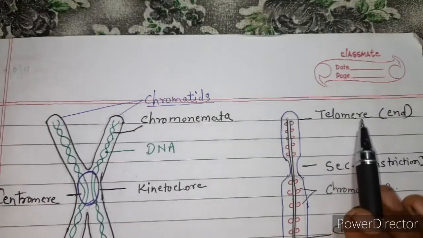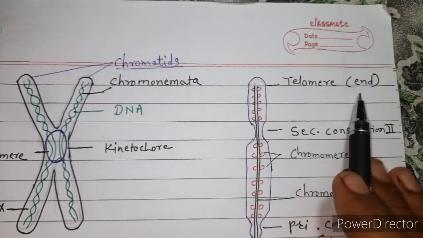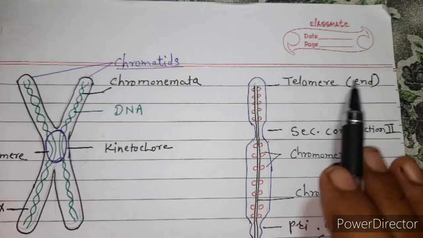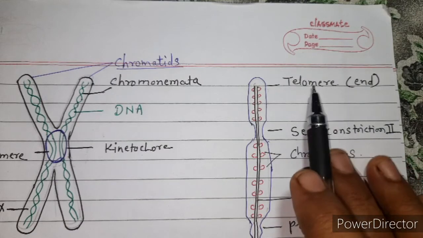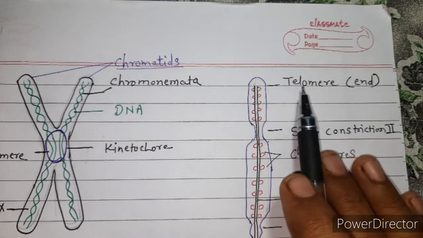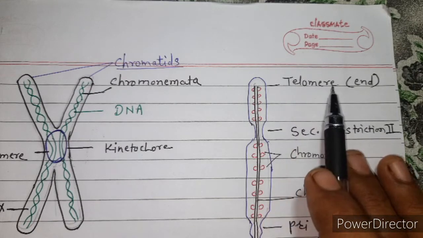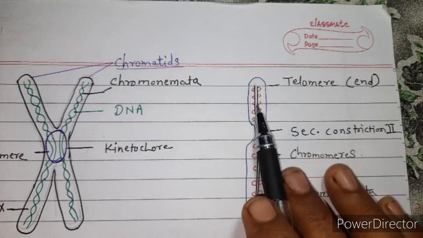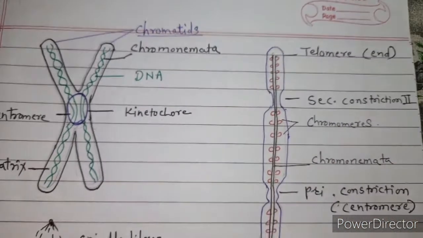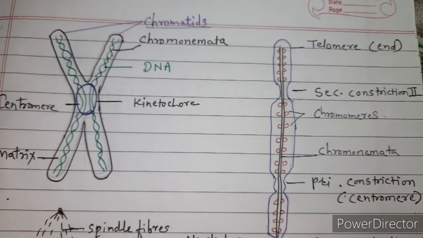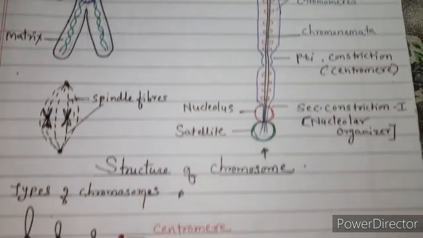Now see here, what is telomere? The end of the chromosome, or you can say the end of the chromatid, is called telomere. Actually the meaning of telo is end, so telomere is nothing but the end of the chromosome, or you can say the end of the chromatid. Okay student, so this is about the structure of the chromosome.